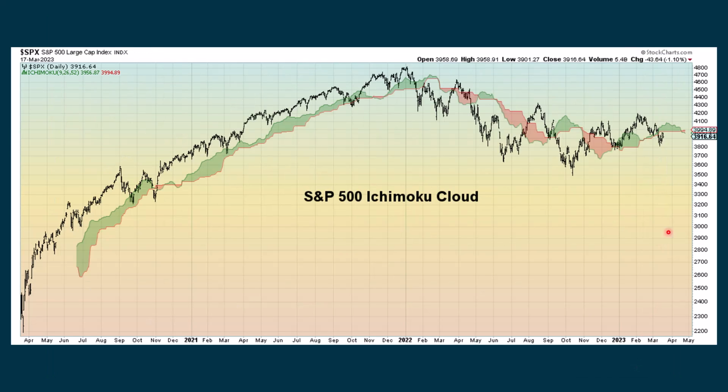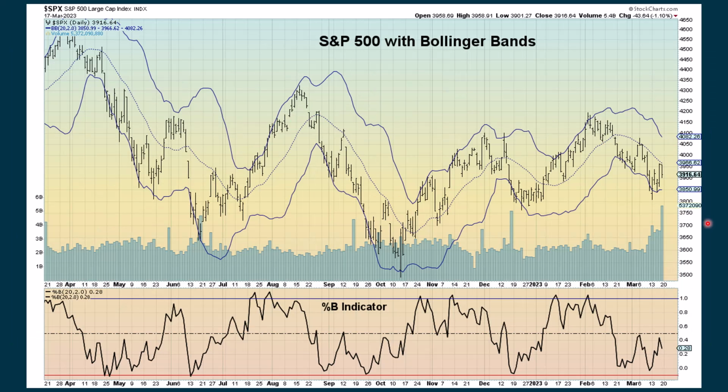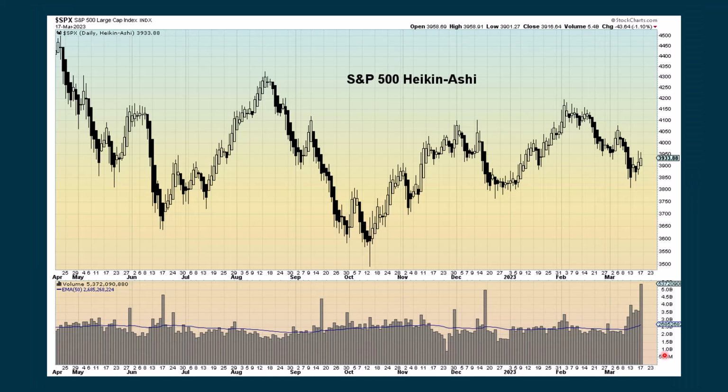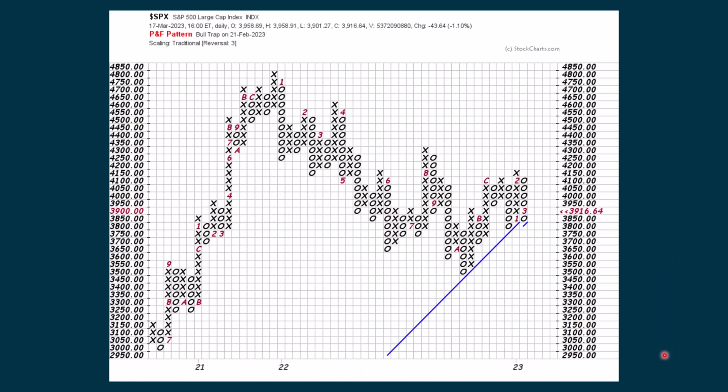The Ichimoku cloud, we broke down below what had been support. If we try to go back up, this green cloud may act as resistance. The percent B indicator is connected to the Bollinger Bands. If we go below the lower band or above the upper band, that can give us an extreme reading. We're not seeing one of those right now, although we are below the dashed line and declining, so that is negative.